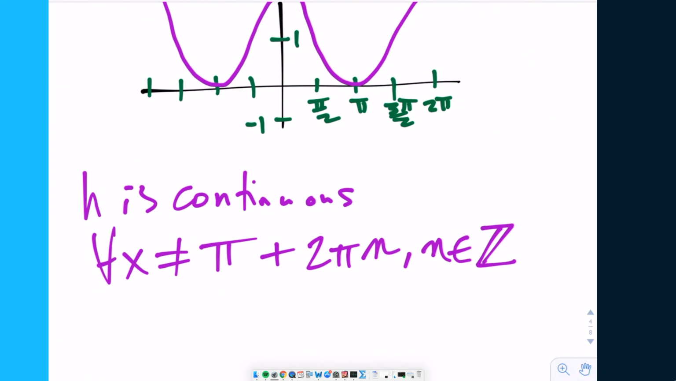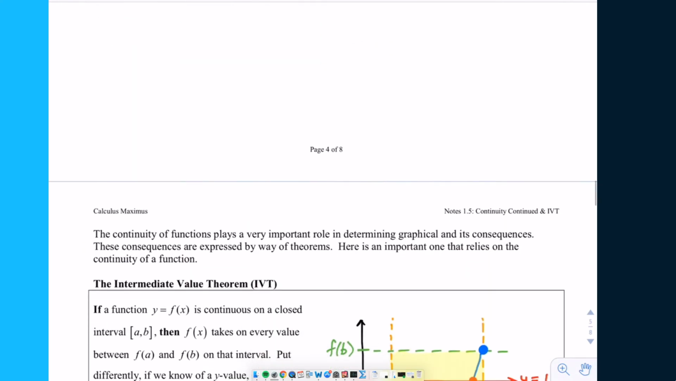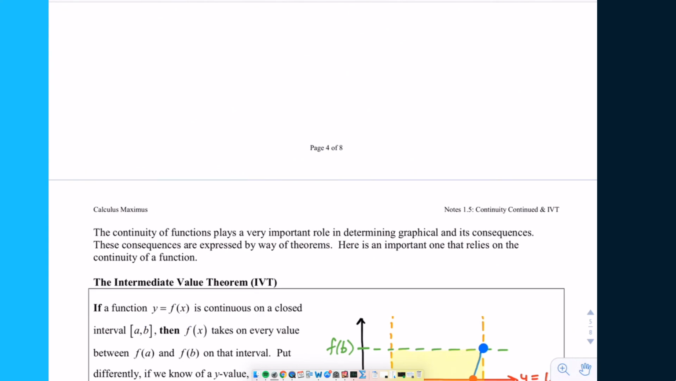We did that a lot last year with vertical asymptotes when we studied trig because, Anthony, as you said, tangent, cotangent, secant, cosecant kind of have a similar behavior with their vertical asymptotes. Okay. Cool. So now that we know how to find domains and where functions are continuous, let's see what else we could do. The continuity of functions plays a very important role in determining graphs and their consequences.